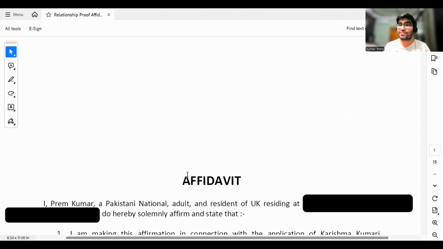Here you can see the affidavit I created to put in the visa application. I talk about, I, Prem Kumar, Pakistan national, adult, living at this place in the UK. I certify all these things down there. There are 5 to 6 bullet points, and then there are 7 to 8 appendixes. We'll talk about each of them in this video.